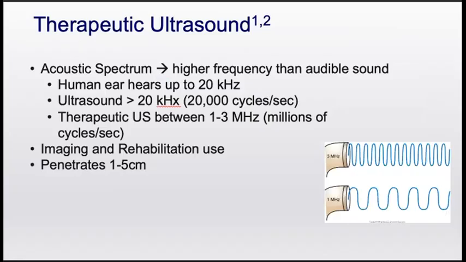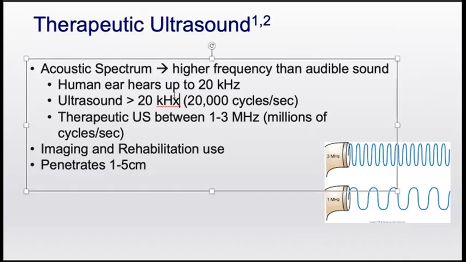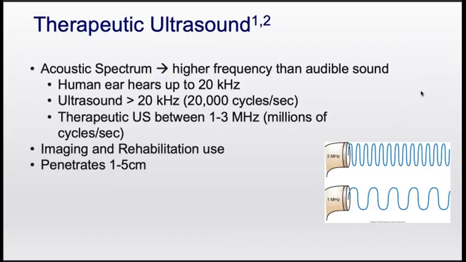So ultrasound, it's a type of sound wave similar to the audible sound that we hear, but it's at a higher frequency. The human ear hears up to about 20 kilohertz, and that's 20,000 hertz. Ultrasound actually works at greater than 20,000 hertz. And hertz just refers to cycles per second. So the higher the hertz, the faster the intervals between.